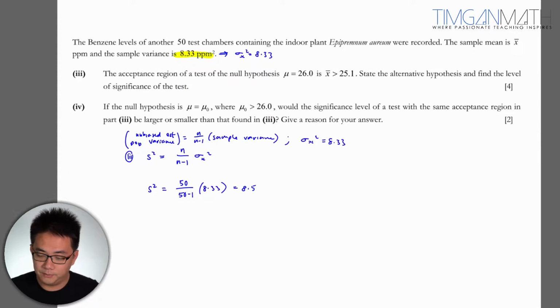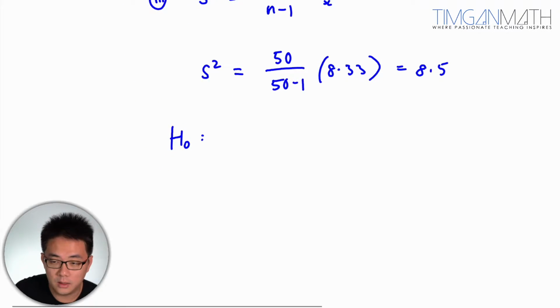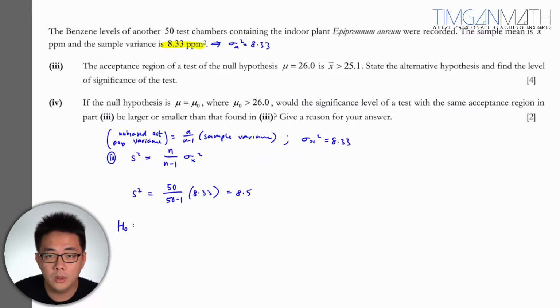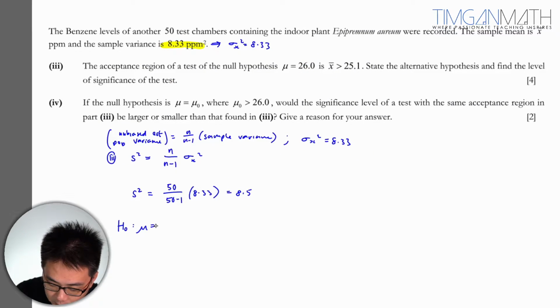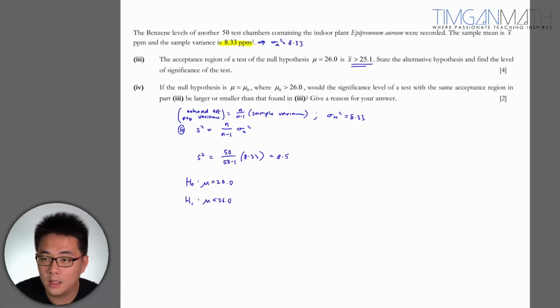Okay, now if you're confused, what you should do is try and understand and draw the diagram out. You are told that H0 is mu equals 26.0. It's the same test hypothesis that you did for the first two parts. The acceptance region of the test is where x bar is more than 25.1. State the alternative hypothesis and find the level of significance. This will be the same test, where the alternative is mu less than 26.0.